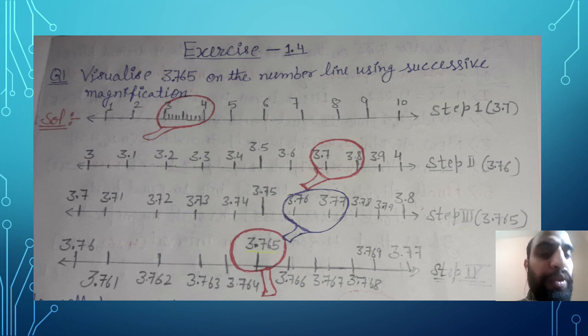Hope, my dear students, you are able to understand this, because in this case it is very easy. First, draw a number line. Secondly, find where the number is lying, its first digit. Then divide that column into 10 parts. Once again, find where it is lying and divide it into 10 equal parts. So first is how to draw, second, how to write the steps.